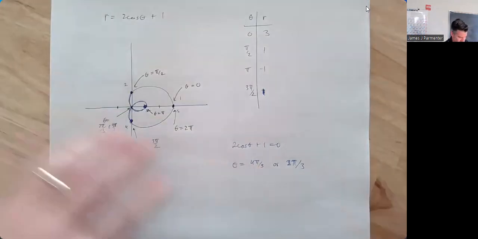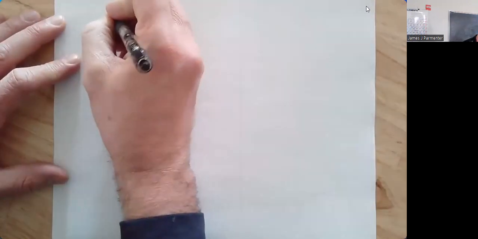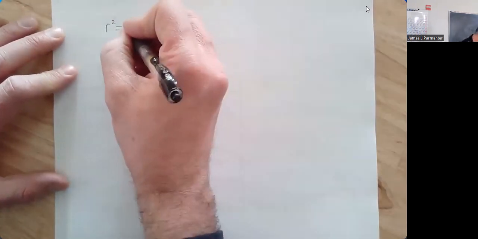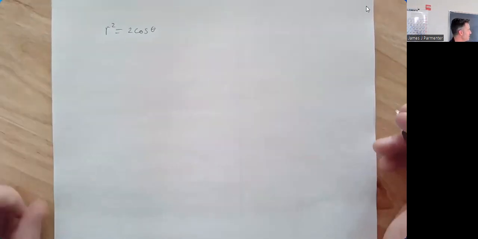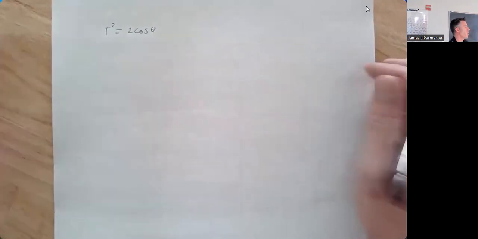So there was one, and what was it? Was it r squared equal to 2 cosine theta? I think that's what it was. Yeah. We were talking about this one yesterday. 2 cosine theta. And so here's how some people like to do this, and it's not incredibly wrong. It's not wrong at all.